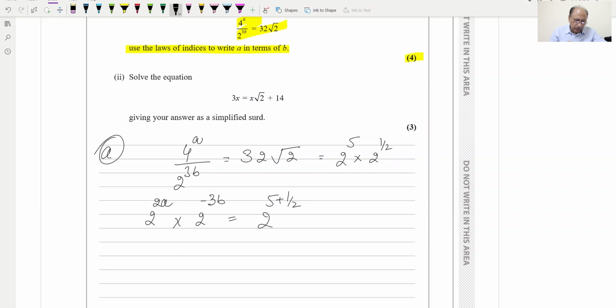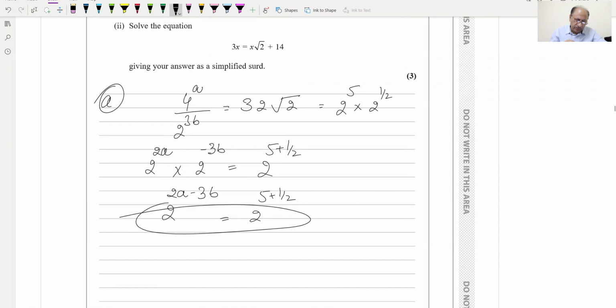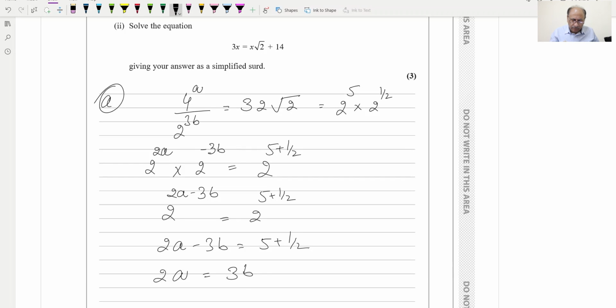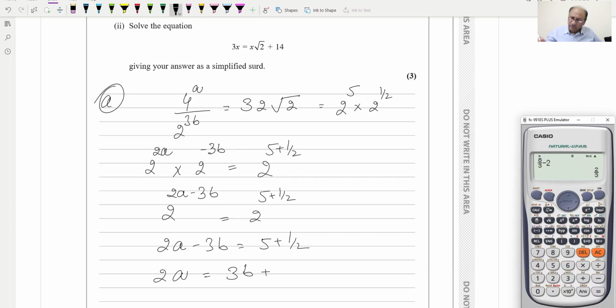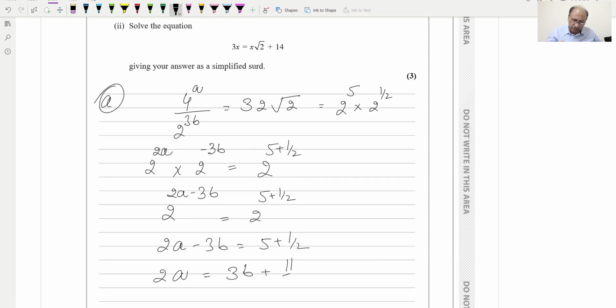Now this side we can combine, so 2 raised to the power 2a minus 3b is equal to 2 raised to the power 5 plus 1 by 2. Now the bases are the same, so the powers can be equated. So 2a minus 3b is equal to 5 plus 1 by 2, and basically we can write 2a is equal to 3b plus 5 plus 1 by 2. 5 plus 1 over 2 will be equal to 11 by 2.